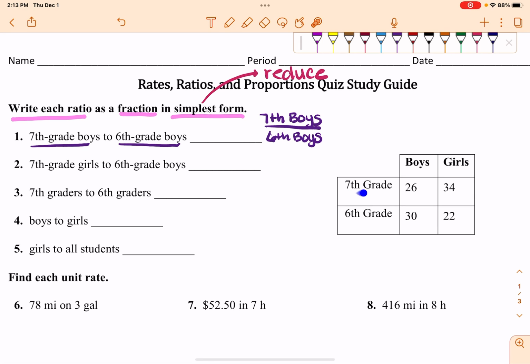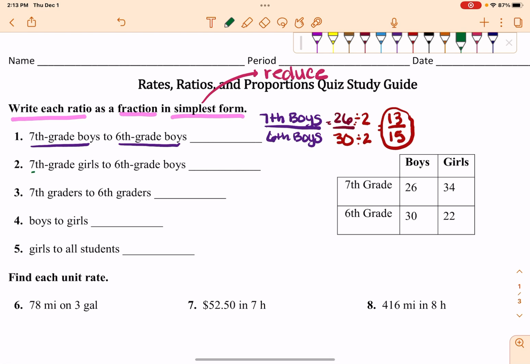If I go to this table and look for 7th grade boys, that's right here, so that's going to be 26. And if I'm looking for 6th grade boys, I go right here and that's 30. So you have 26 over 30. They're both even, which means 2 will go into both of them. I can reduce by dividing both by 2. 26 divided by 2 is 13, and 30 divided by 2 is 15. Now 13 and 15 don't have anything else in common, so that's my final ratio.